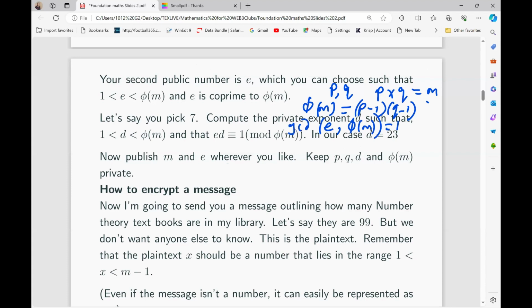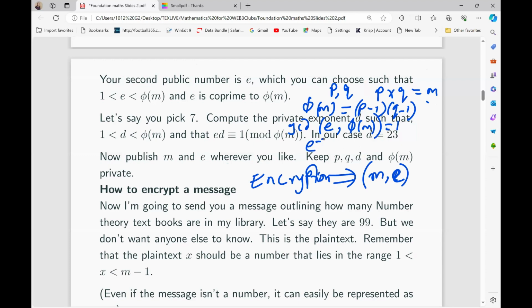Pick, that one just pick. So in our case, we had picked 7. After picking this number, together with M, announce them as your public keys. So this is the key that I use for encryption. Encryption, I'll be using this key. Now, this E, use it to find D.